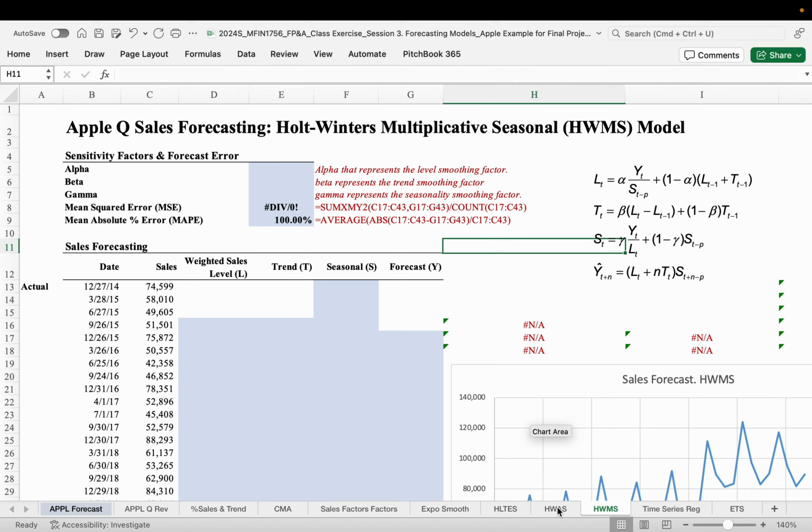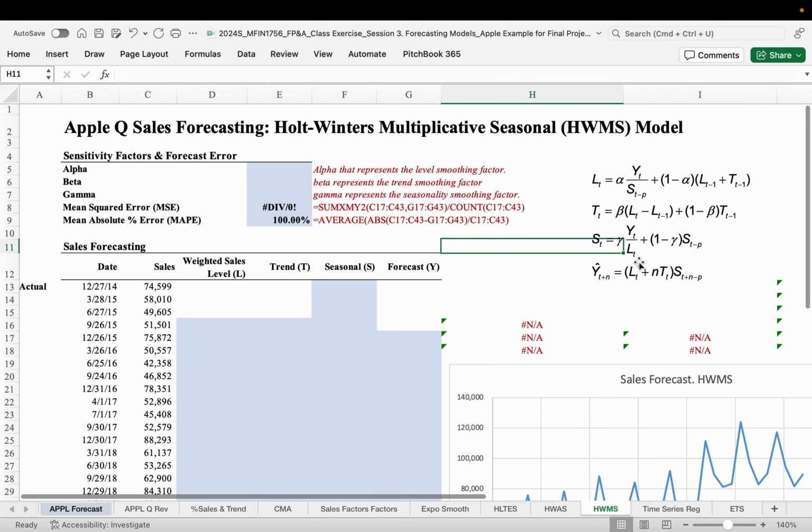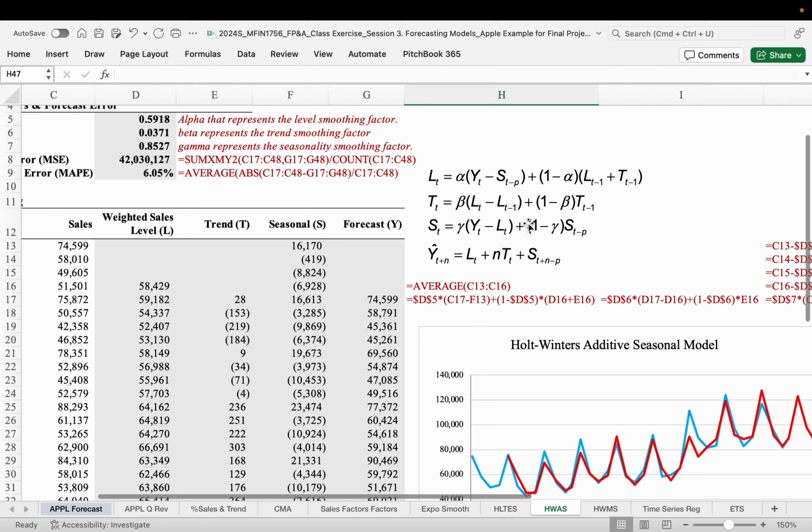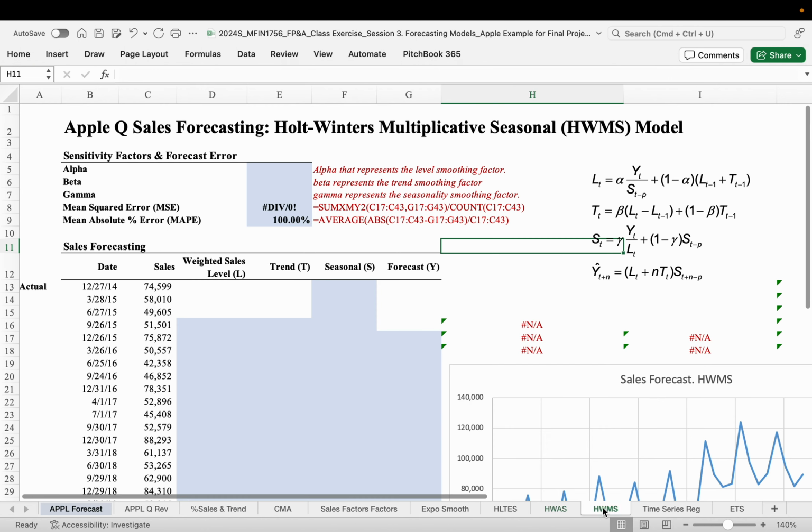So L_t is the level, the weighted sales level, T_t is the trend, and S_t is the seasonality, P is the periodicity of the seasonality, and N is the number of periods ahead. Now here, the only difference between these two is that it is not the difference, but the ratios, right? The ratios. Okay, the rest of them are the same.